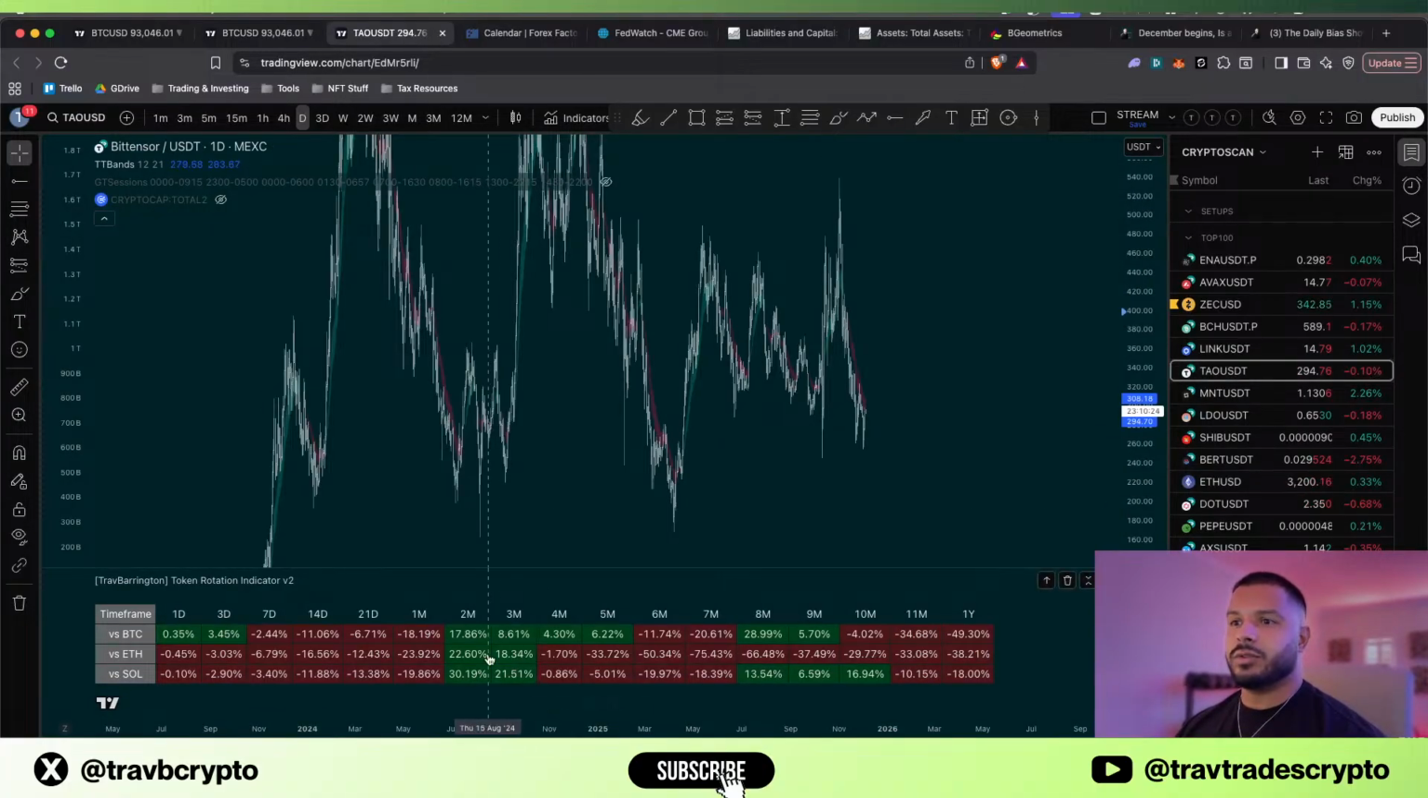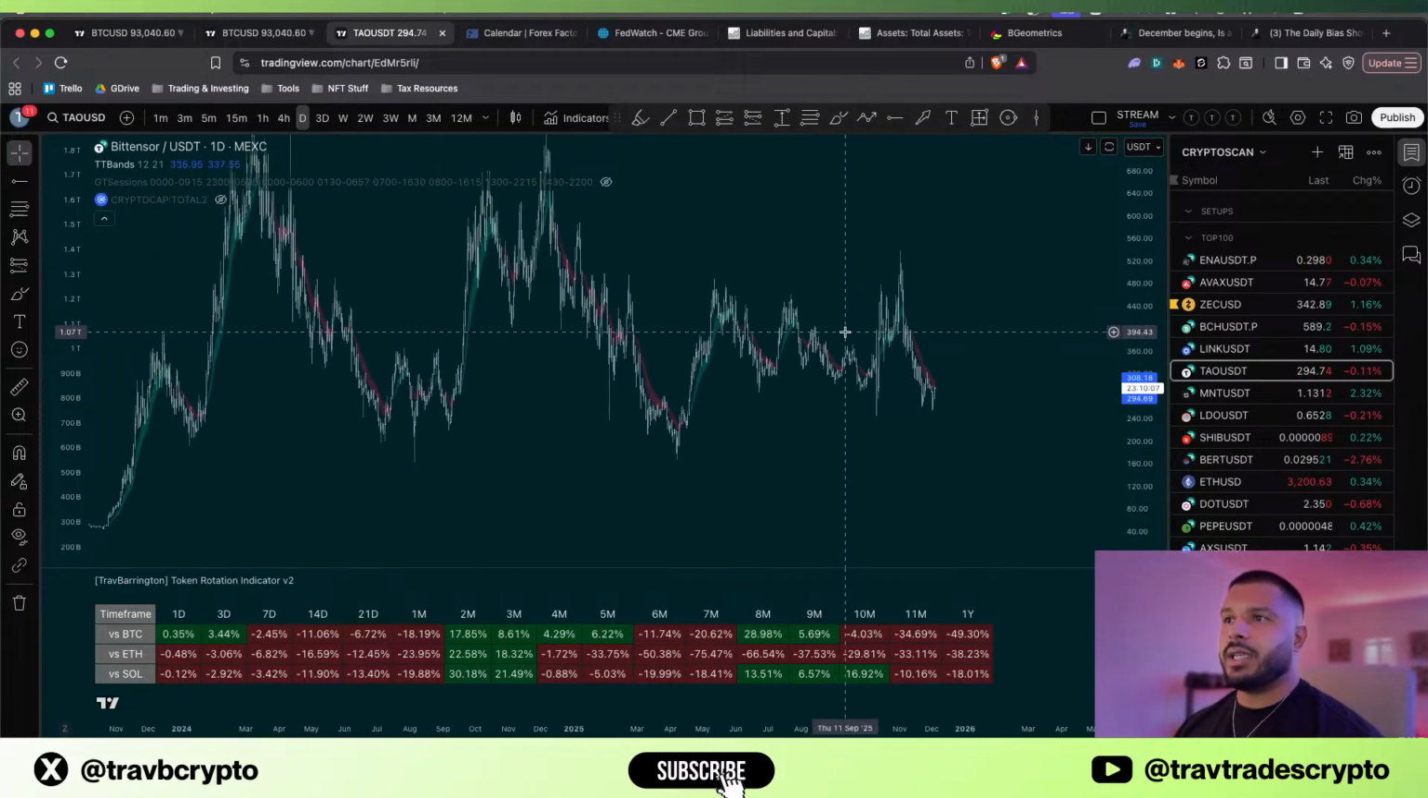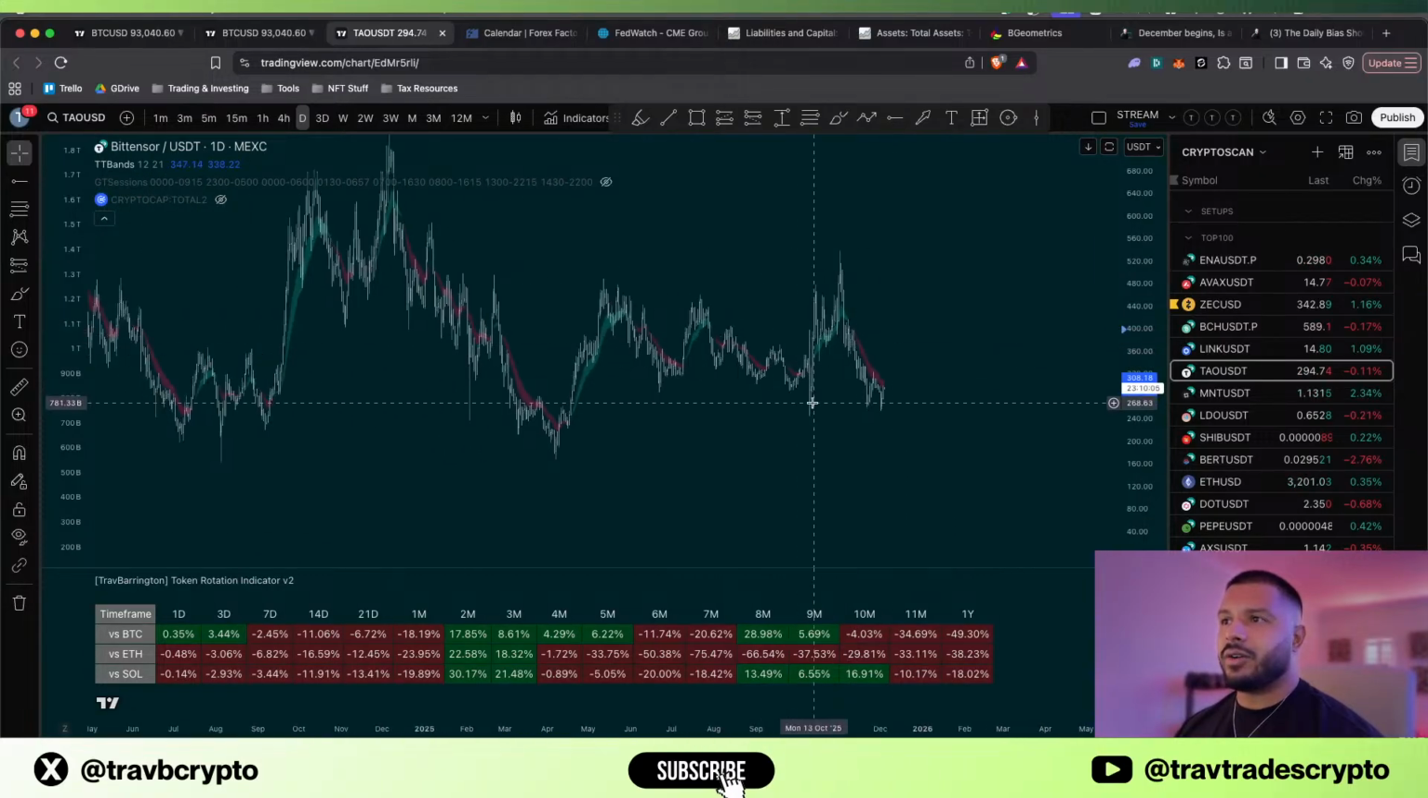Tau, oof. You can see at this pump, it had a very short rotation. So if you were using this indicator and you were trading Tau like I was, I actually shared it in the Spec Traders Discord. That's where you can find me at the moment. If you were trading Tau, I remember actually sharing the setup down here.